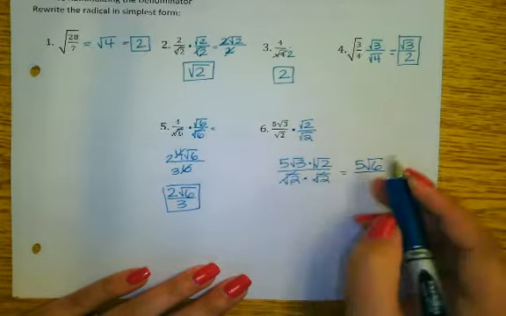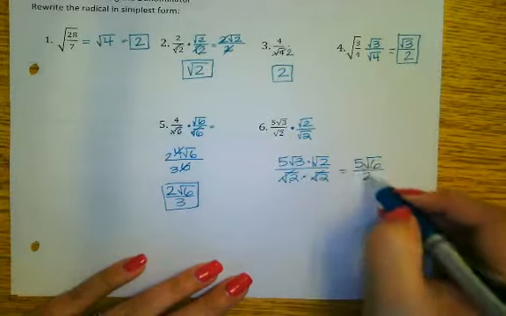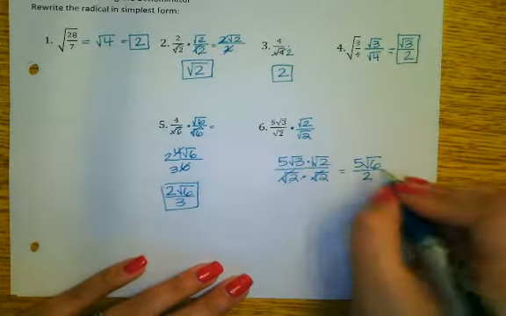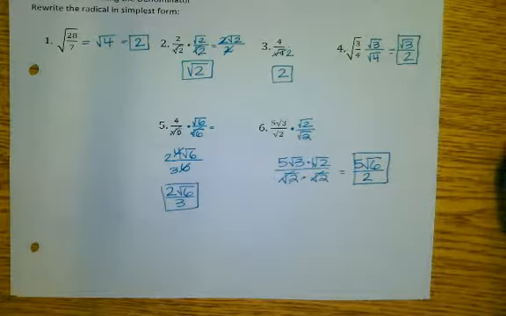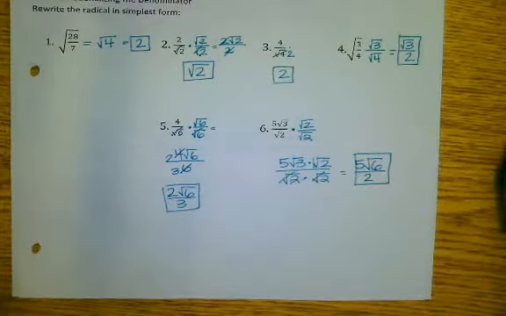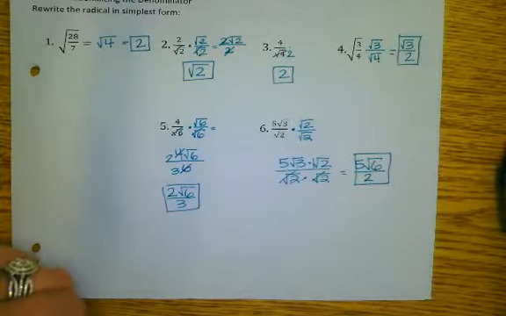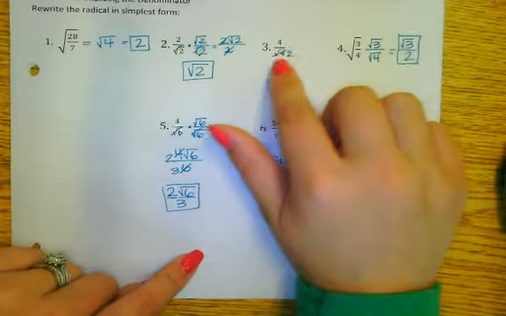Okay, and can 5 halves simplify anymore? No. So we are done. 5 radical 6 over 2. So you will have some like this on your skills check. You're going to have to know how to rationalize the denominator. Make sure that you always check if you can simplify first, like if you can simplify your fraction, or if you can simplify a radical that they've already given you. Make sure you check for those things first.